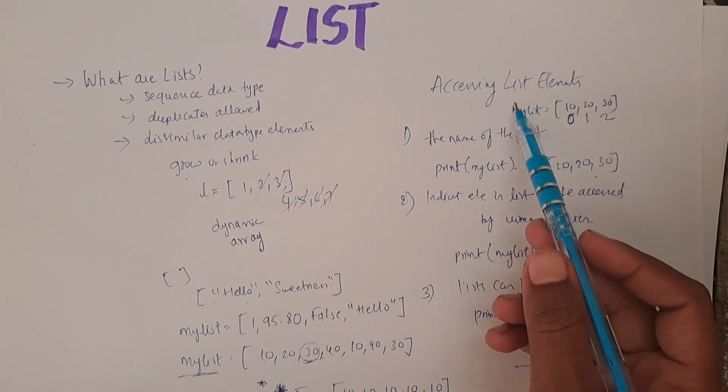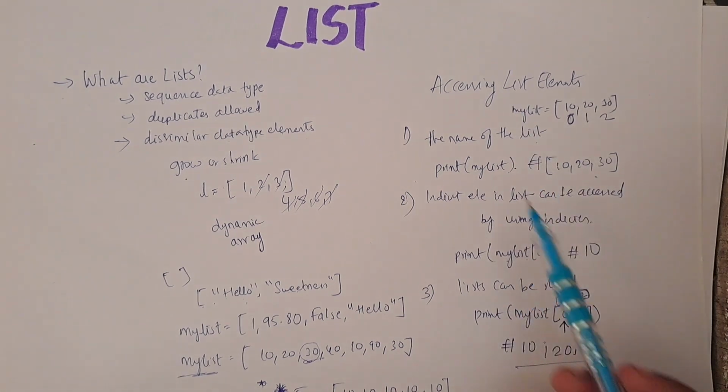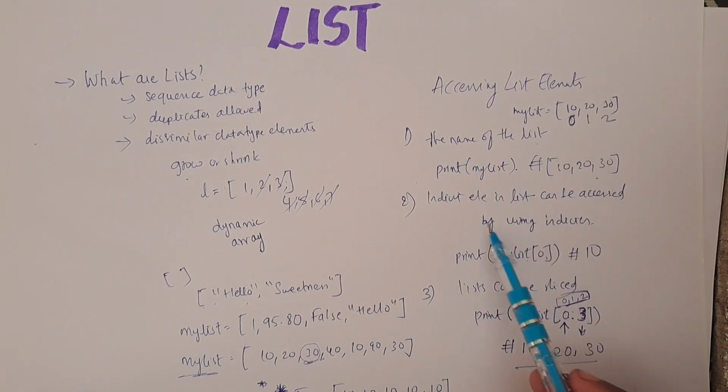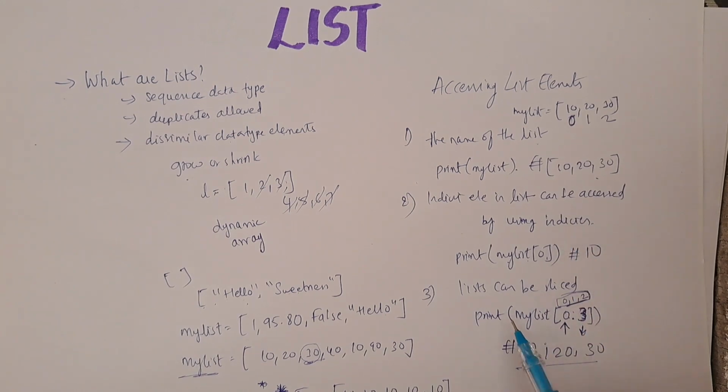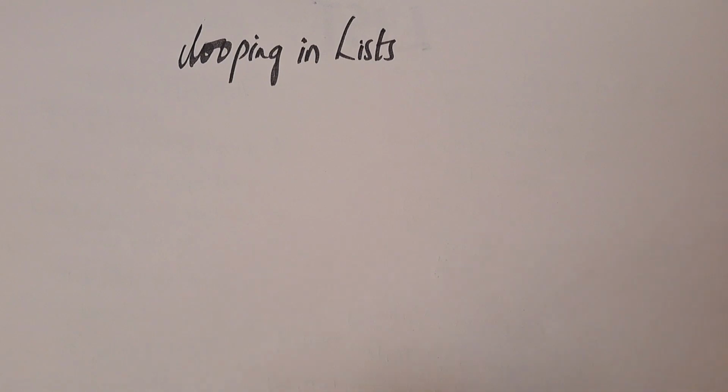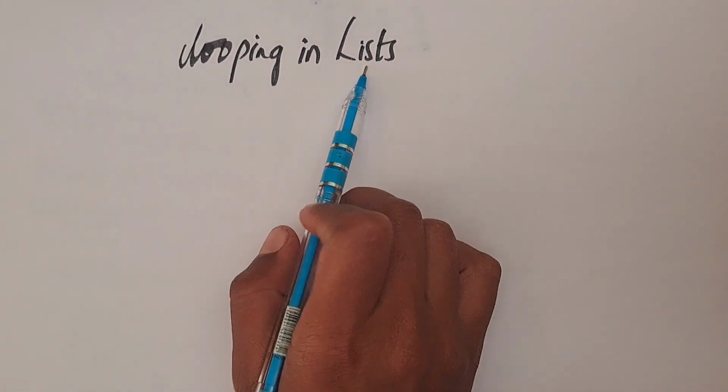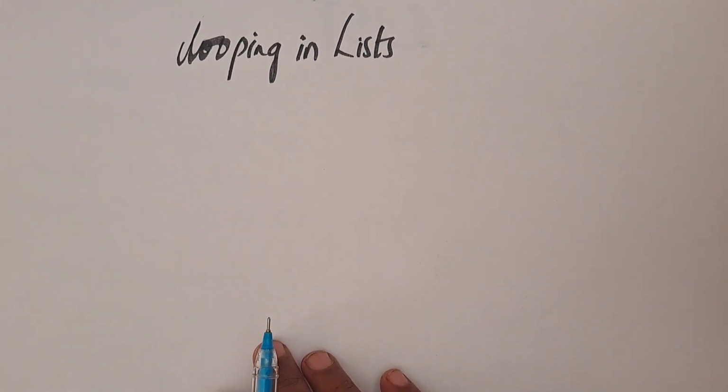So these are the 3 ways for accessing the list elements. One is using the name of the list, another is using indices, and another is using slicing. So here you will learn looping in a list. Whenever you want to process each item in a list, we should be able to iterate through the list.